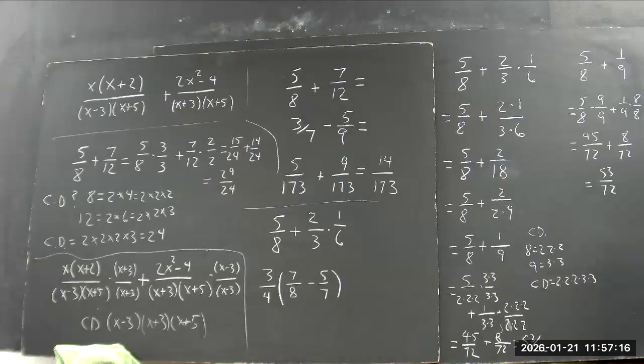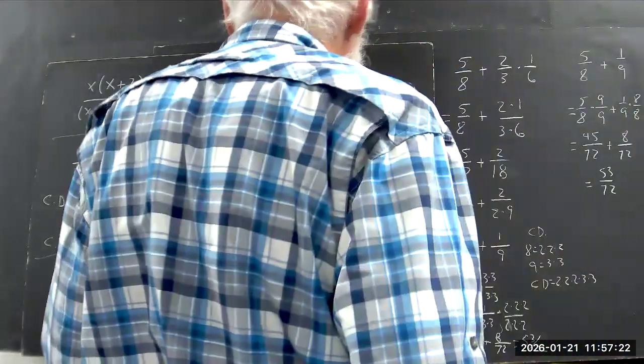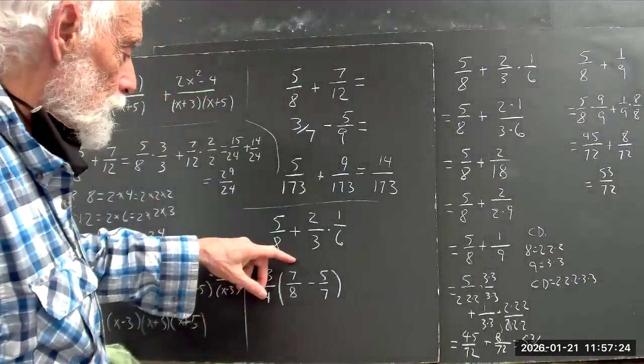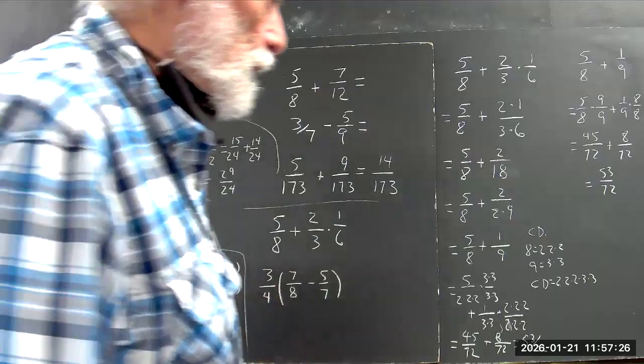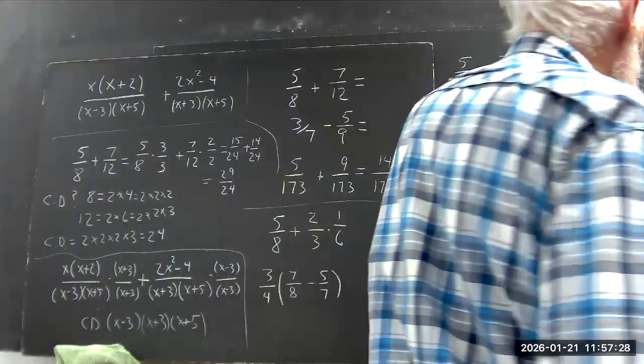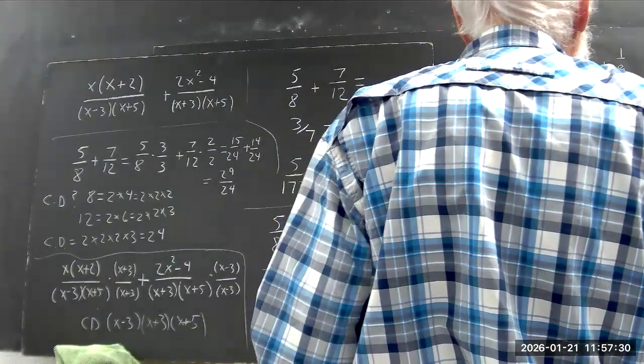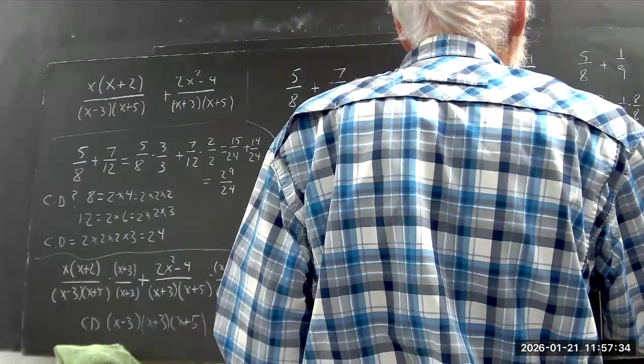Okay. Now, we have another one: 3/4 times the quantity 7/8 minus 5/7. And there's an important rule that goes along with this one. So let's write this down.